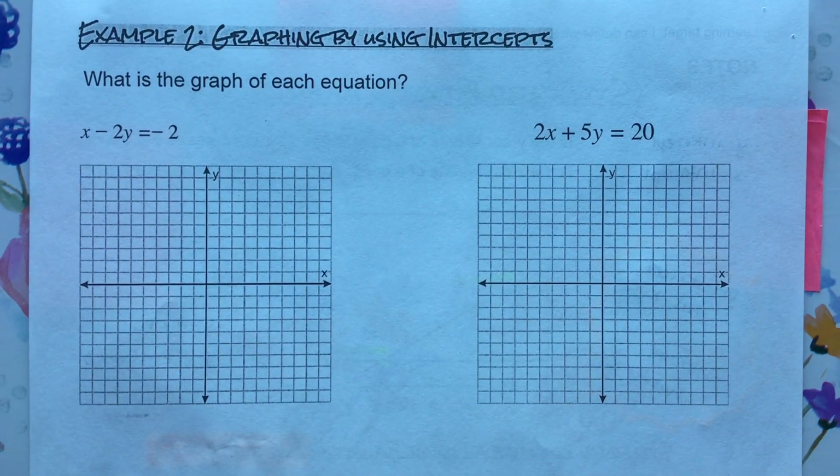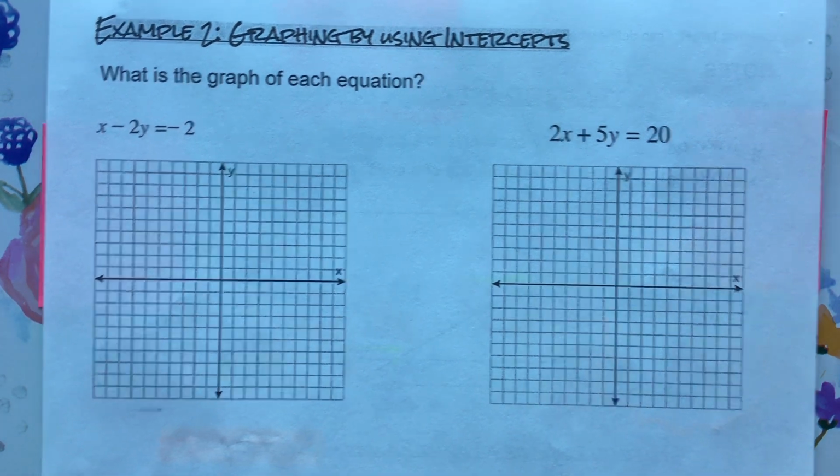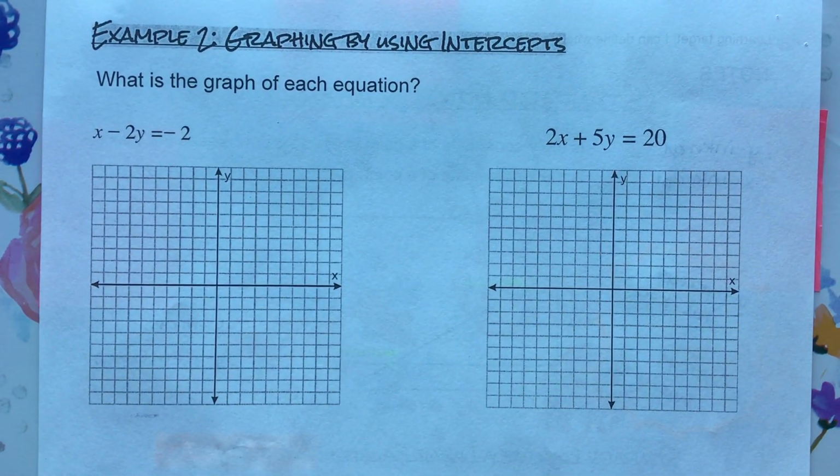What if something is currently in standard form and we want to graph it? You have a number of strategies that you can use. One strategy is to completely rewrite your problem so that it is in slope-intercept form. You can turn it into y equals mx plus b. That's one option. You can also easily calculate the intercepts like we've just done.